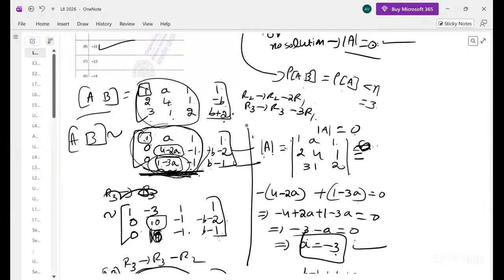So to avoid that complication, we have to use the determinant as well as this, both, so that you can find it easily. Otherwise it becomes an essay question. But it is an MCQ.